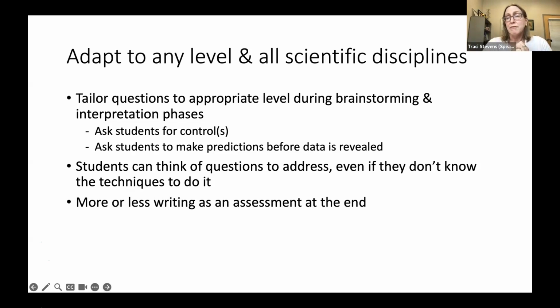And you can definitely adapt this to any amount of time by showing more or less data, adding fewer or more writing activities at the end. So it's very adaptable. And I think I will stop there so I don't go too far over time. Thank you all for your attention.